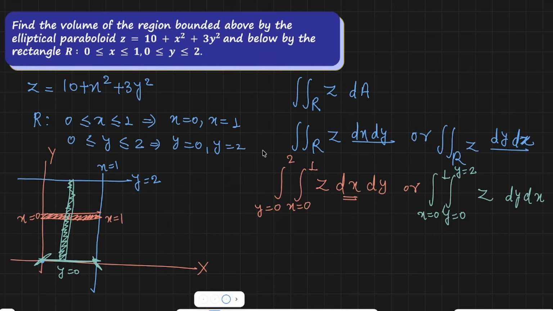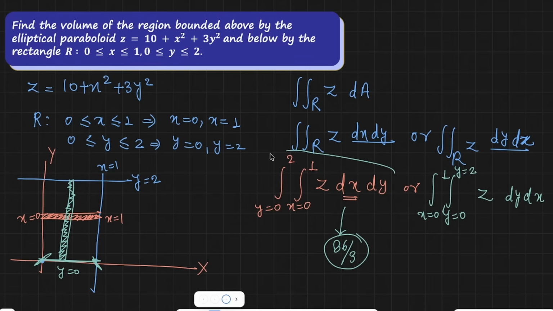When you solve this integral, this is just for your information, because I have solved many problems like this. When you solve it, you will get 86 by 3. I solved this type of question in the first section, but okay, I can solve this question for you guys. So let's start the problem.